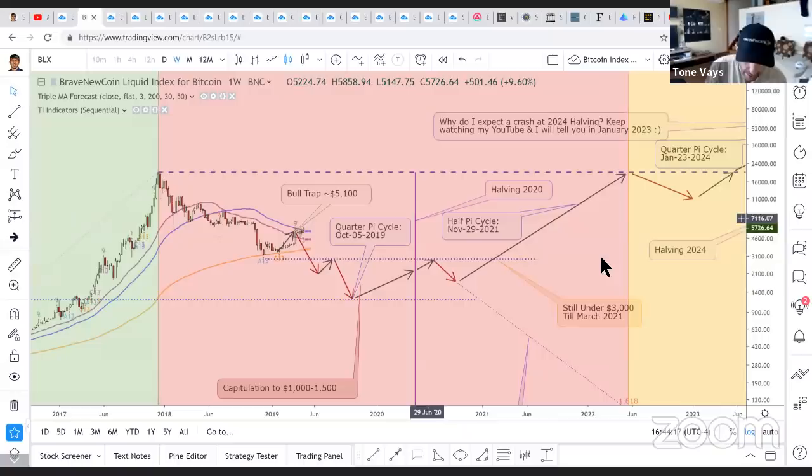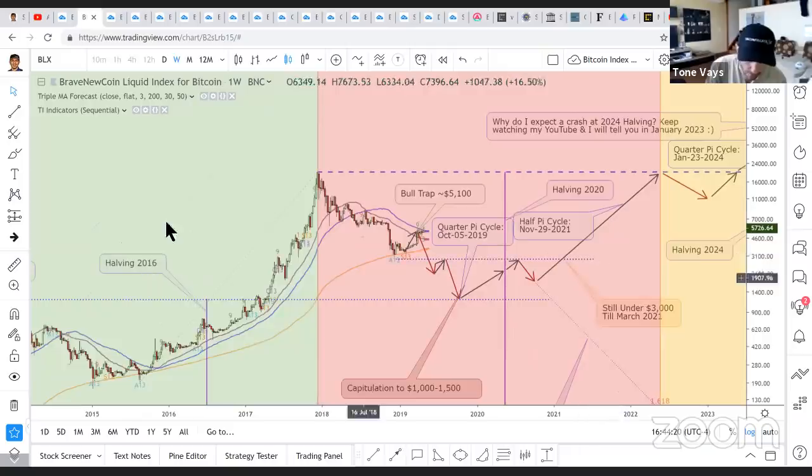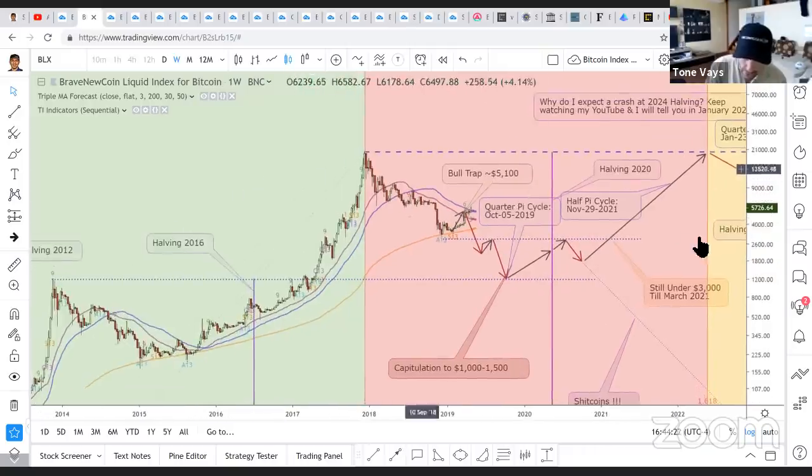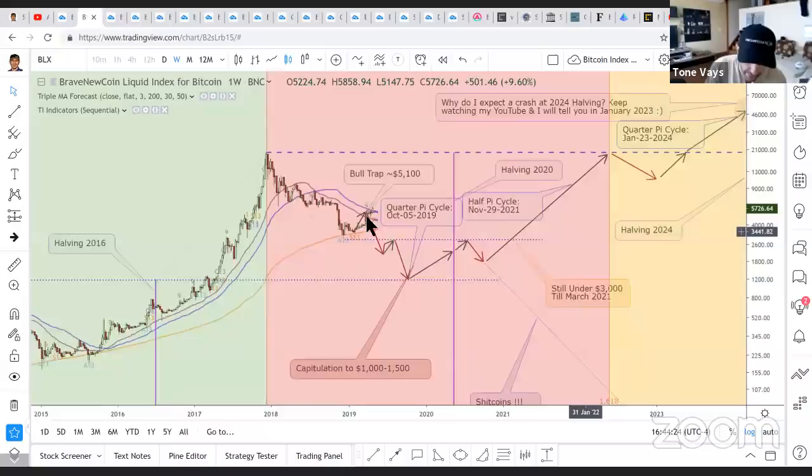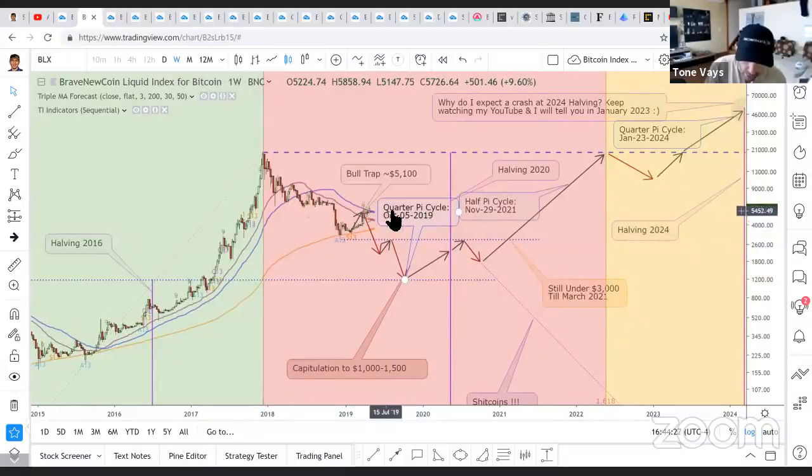Here is the weekly chart. I'm also using the index, and it shows you some more time cycles. I believe that the next quarter pi cycle, October 5th, 2019, is going to be critical. What is that date going to be, a low? Or is it possible that that date is going to be a high?